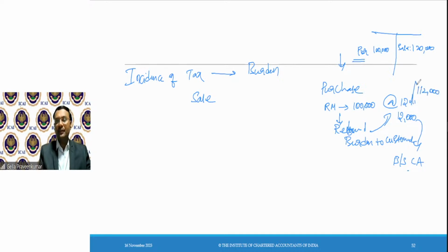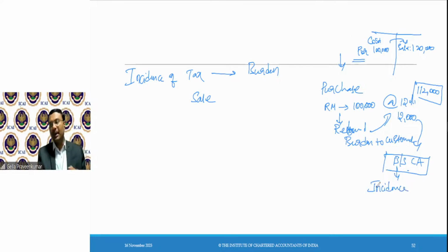Though I paid cash of rupees 1,12,000 to my seller, I booked my cost as 1 lakh. On this, gross profit 20%, and I made a sale. Because this is how it is represented, the balance 12,000 you show in your balance sheet as a current asset. They say incidence, that is, the burden is not passed on to your customer. This is one example in case of your purchases.